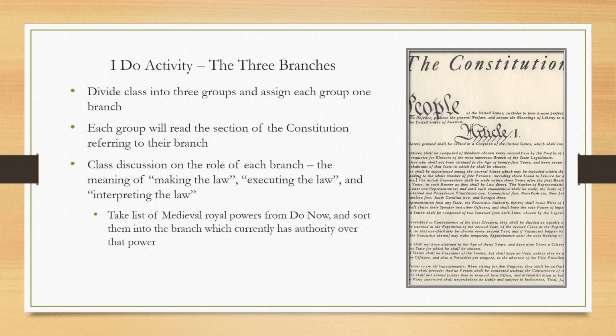After the Do Now, there will be a teacher-led activity called an I Do. This particular activity will divide the class into three groups, each group representing one of the three branches of government. Each group will then read the section of the Constitution which pertains to their branch of government and have a discussion on what is actually meant by making the law, executing the law, and interpreting the law. Finally, the list of medieval powers that was created during the Do Now will be separated into each branch, depending on which branch currently has the power in the list from the Do Now.